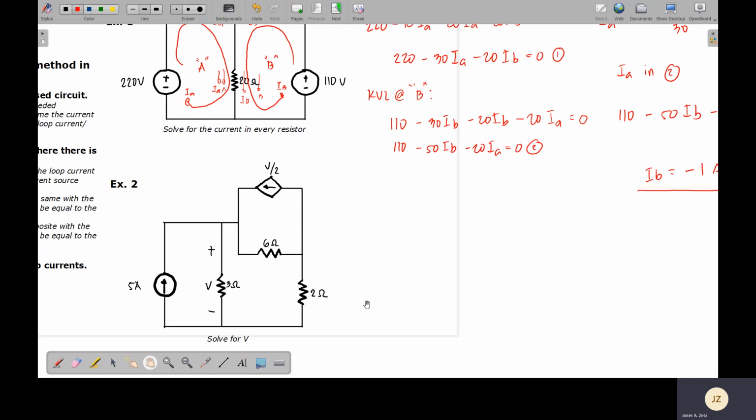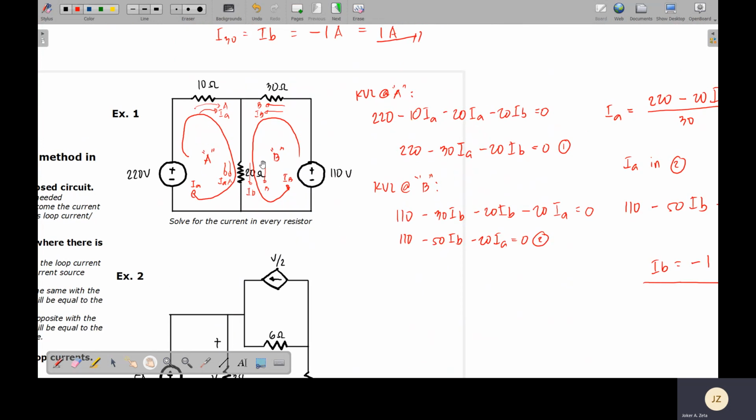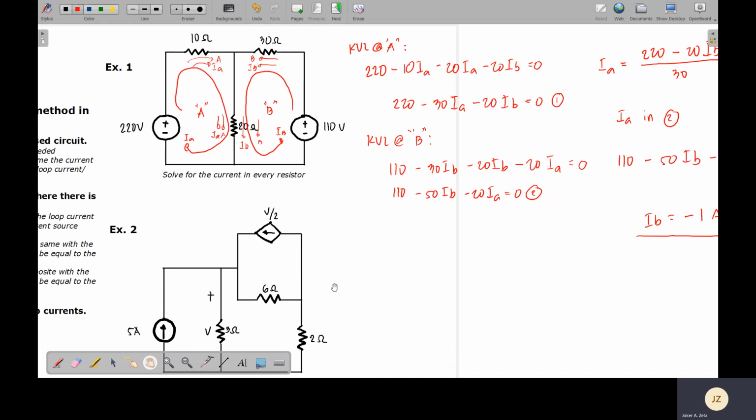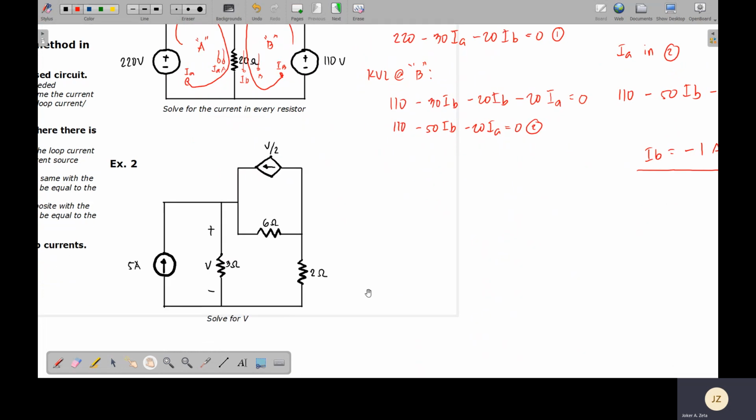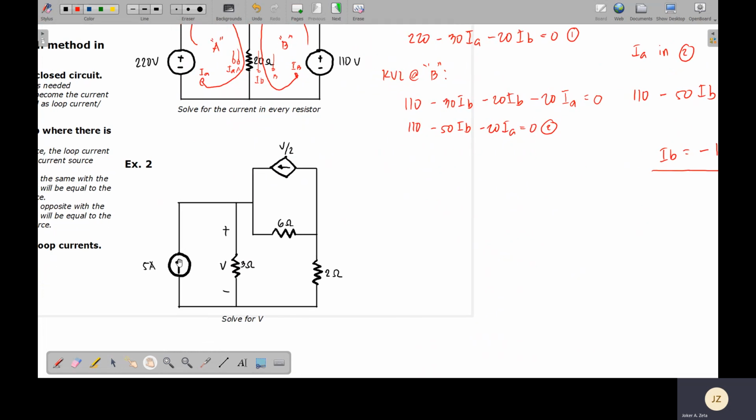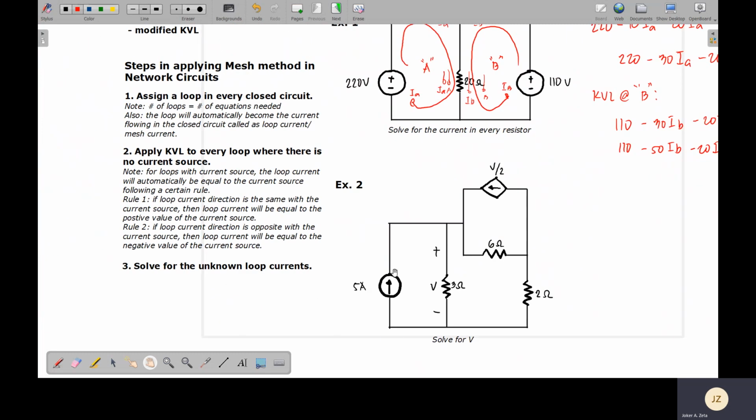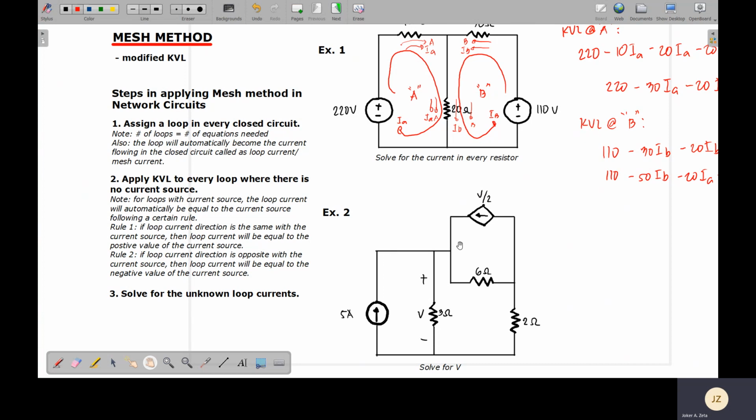How about our example number 2? Why do I have to give another example? Because as you can see here, for example number 1, we only have voltage sources. We don't have a current source. So let's also have an example wherein it involves a current source, and also a dependent source. So what will happen if there is a dependent source? Again, just like with how I discussed Kirchhoff's law, just follow the steps and you will still arrive at the same answer. Okay, now let's apply the steps for the mesh method on our example number 2.